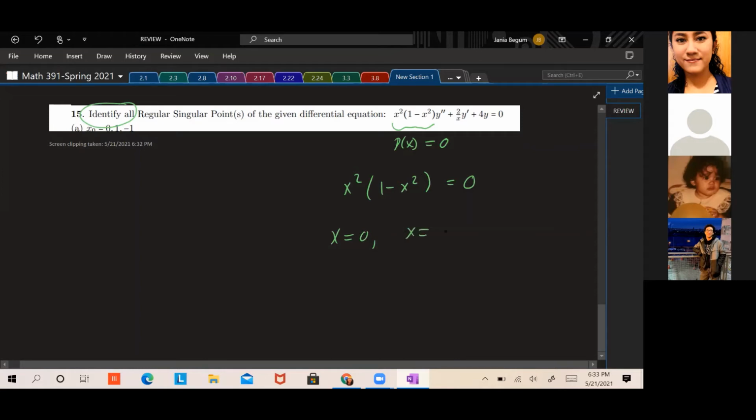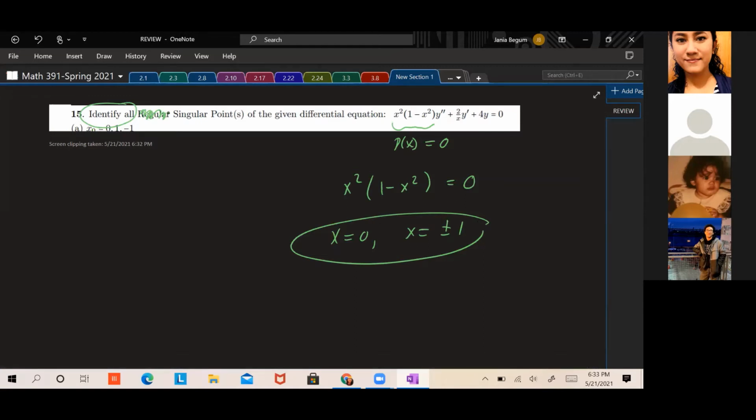So pretty much just identifying the singular points. Sorry, I made a typo. They're just singular points because that's when P of x is 0. So you take your function P, which is in front of your second derivative, set it equal to 0, do some factoring or the quadratic formula, whatever helps you. And then those are the points you're classifying.